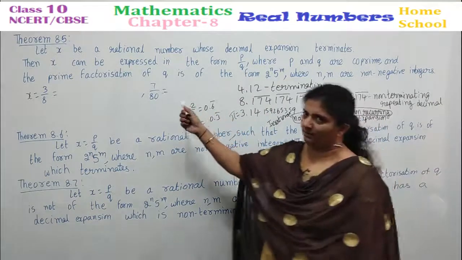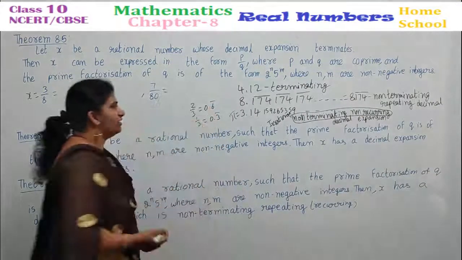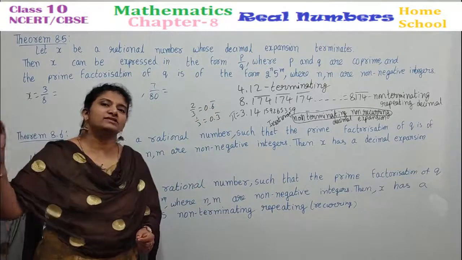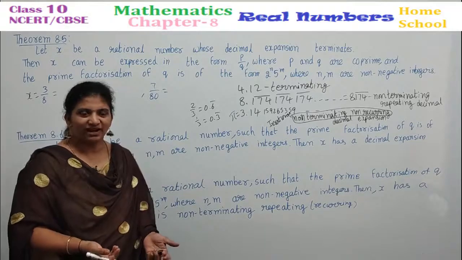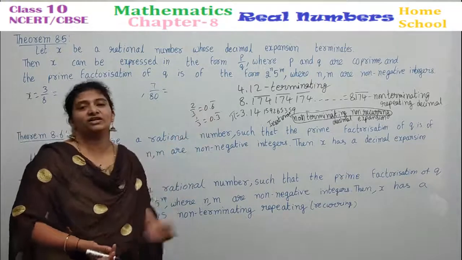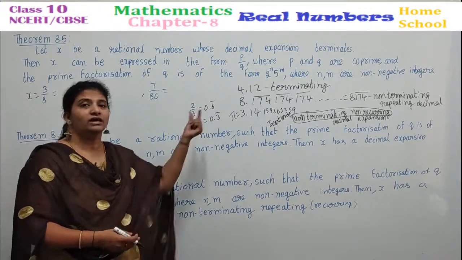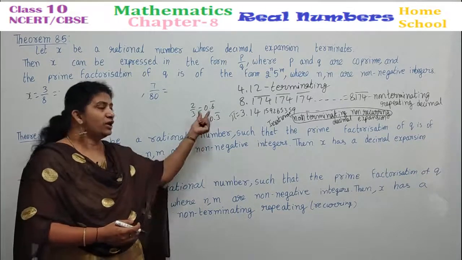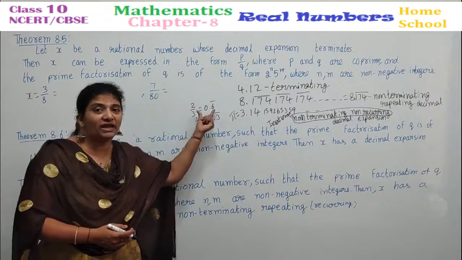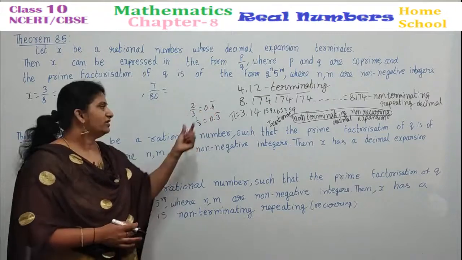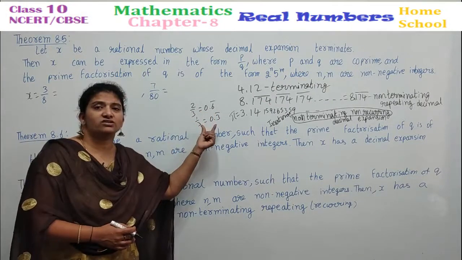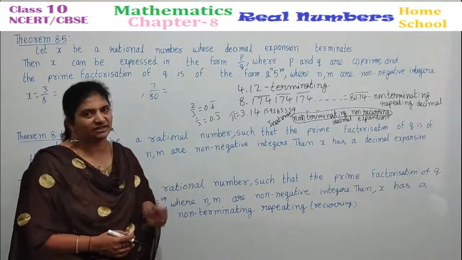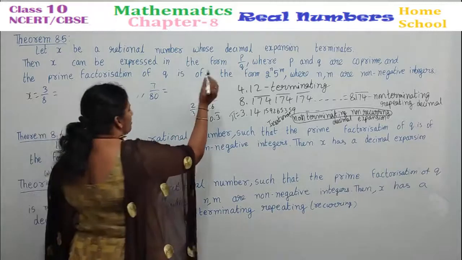So one more example here. 2 by 3. 2 by 3 if you divide, what are you going to get? 0.6666. That 6 never ends. Right? So this type of decimal expansion, what do we call? Repeating. It is a continuously repeating decimal, right? It is a non-terminating repeating decimal expansion. 1 by 3 is also a non-terminating and repeating decimal expansion.